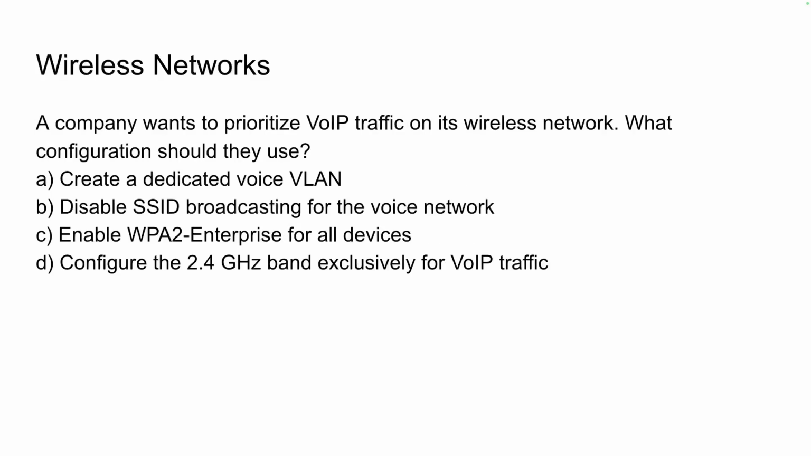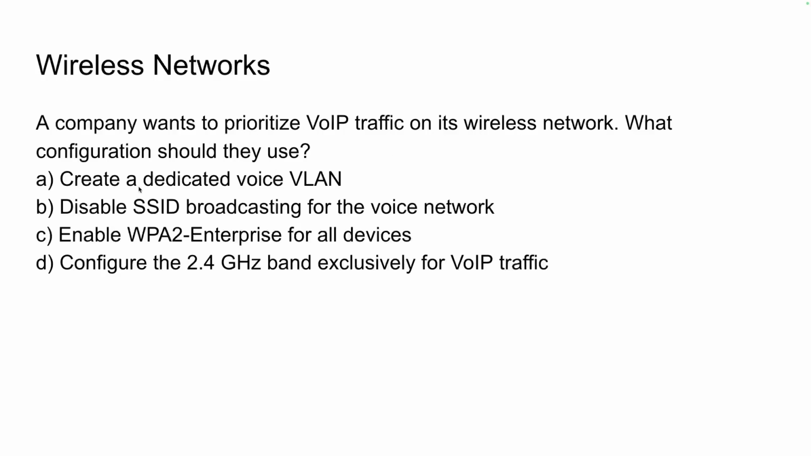A company wants to prioritize VoIP traffic on its wireless network, which is voice over IP. What configuration should they use? Do they create a dedicated voice VLAN? Do they disable the SSID broadcasting for the voice network? Do they enable WPA2 Enterprise for all devices? Do they configure the 2.4 gigahertz band exclusively for VoIP traffic? So they want to prioritize VoIP traffic on the wireless network. What configuration should they use?